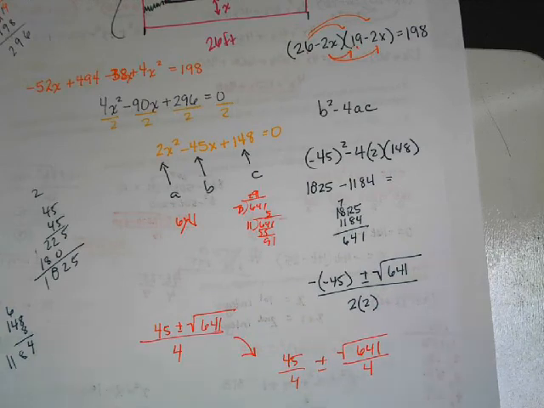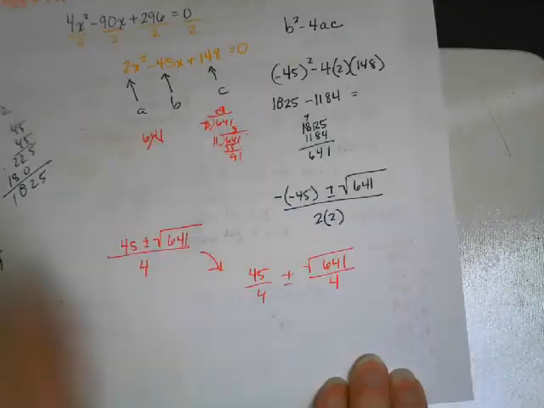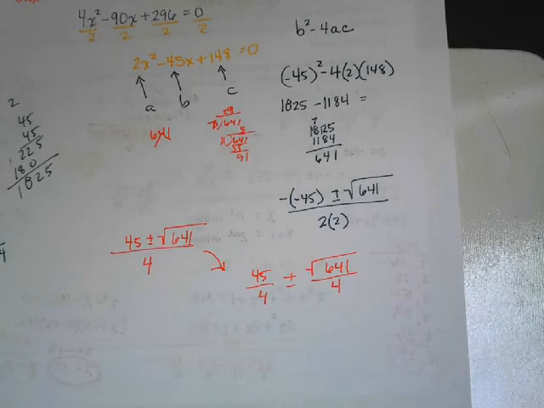Now, I'm going to be honest, I really don't know. If I go to the carpet store and say, I need a rug that's 45 over 4 plus or minus the square root of 641 over 4, they're going to go, what? They want real measurements. So I would think that they probably want you to put real measurements in.